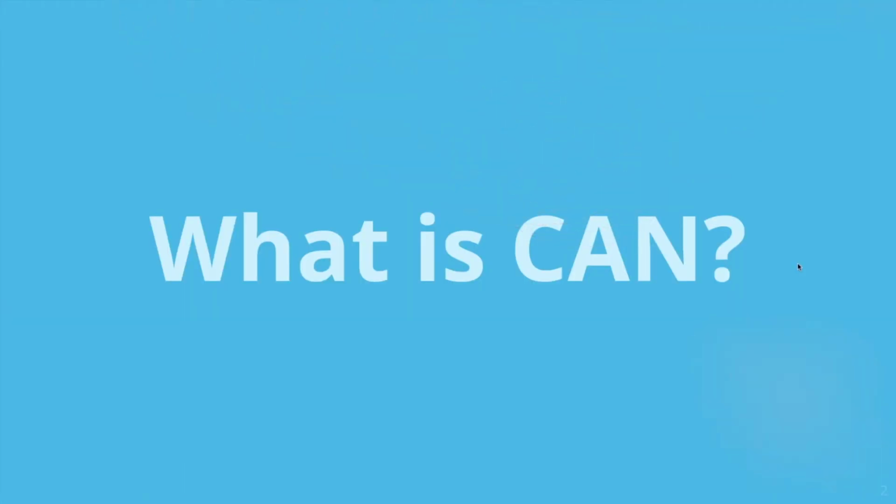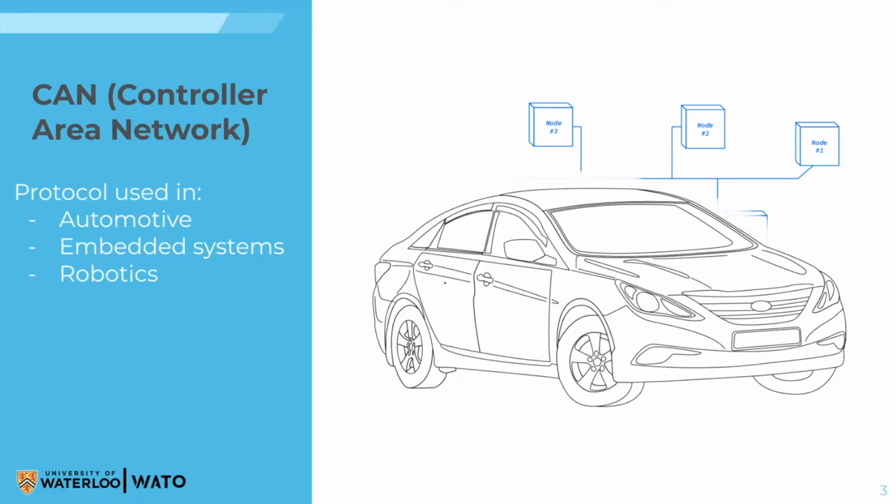So what exactly is CAN to begin with? CAN stands for Controller Area Network, and it's a protocol that's used a lot in automotive, embedded systems, and robotics. So that's what it is in a nutshell. But the main part that is a bit more complicated is figuring out why we want to use it and how it works. So before I get into the technical details about CAN, let's get a bit more intuition about why we would want to use it over other protocols that exist.